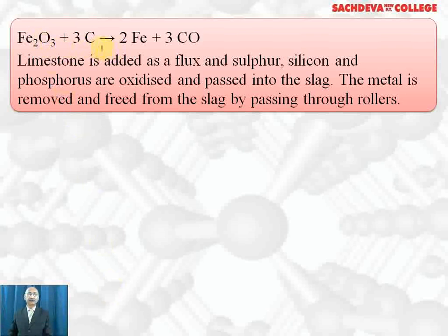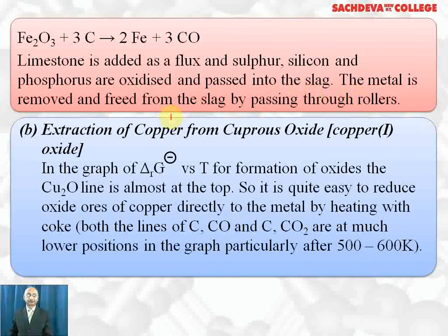Fe2O3 plus 3C will give you 2Fe plus 3CO. Limestone is added as flux, and sulphur, silicon, and phosphorus are oxidized to the corresponding oxides. SO2 is removed, CO2 is removed, and SiO2 reacts with calcium oxide to form a slag. MnO also reacts with SiO2 to form Mn silicate, which is manganese silicate, which is also removed as slag. The metal is freed from the slag by passing through rollers.